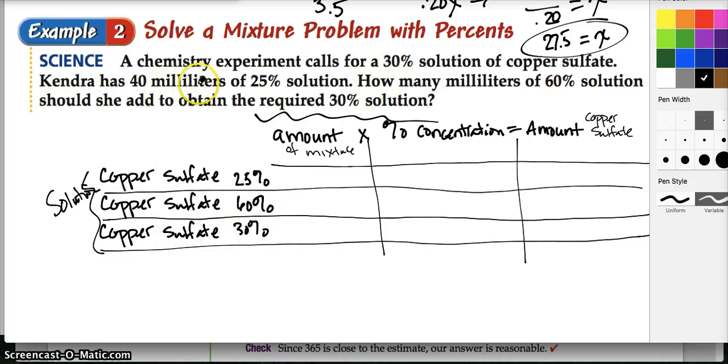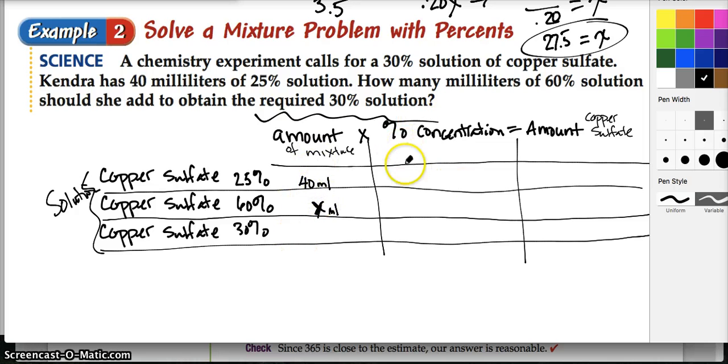Kendra has 40 milliliters, that's an amount. She's got 40 milliliters of the 25% solution. How many milliliters of this 60% solution? We don't know. That's what we're looking for. How many milliliters of this 60% solution should we add to obtain a 30% solution? So we've got lower concentration. We're going to add high concentration to get a designated concentration of 30%.